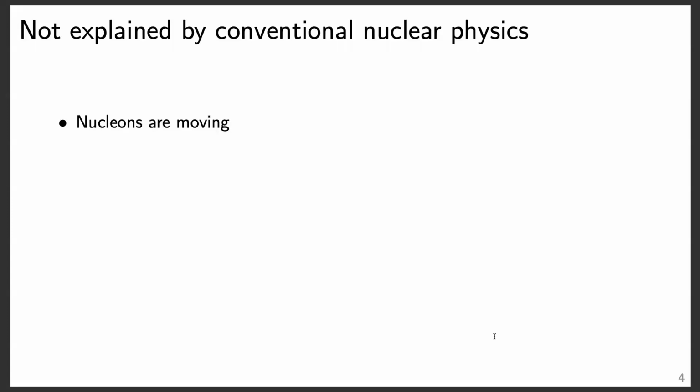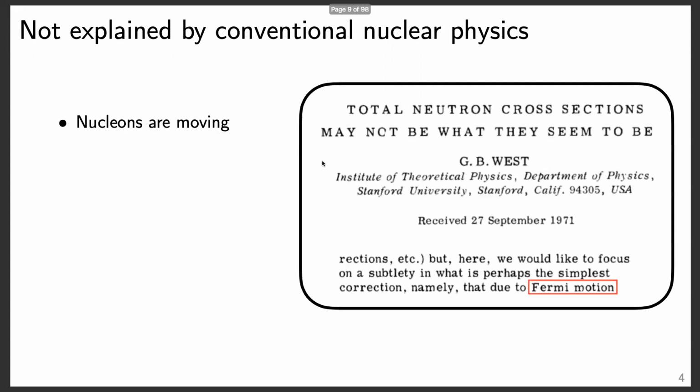So first of all, the most basic thing you could imagine is that you have this deviation from unity because the nucleons are moving. And this was actually not a post-diction. This was something that was pretty well known before the EMC discovery. The earliest reference I can find to this is a paper by West from 1971. So this is 12 years before the EMC results, and only 3 years after the actual SLAC experiment that discovered partons.